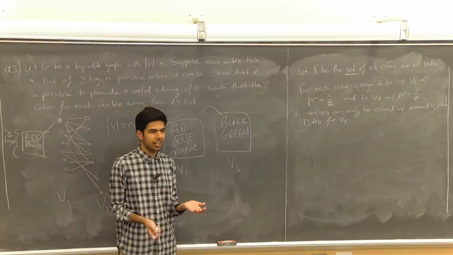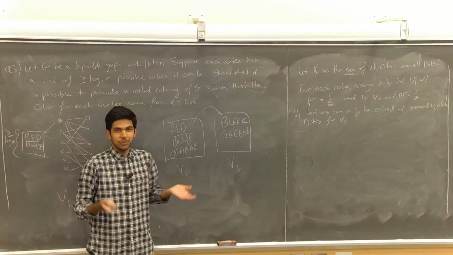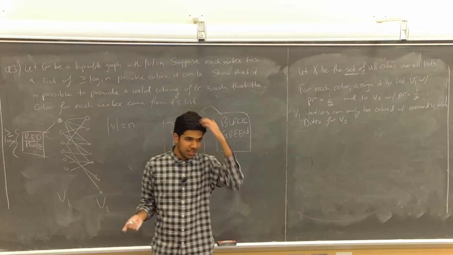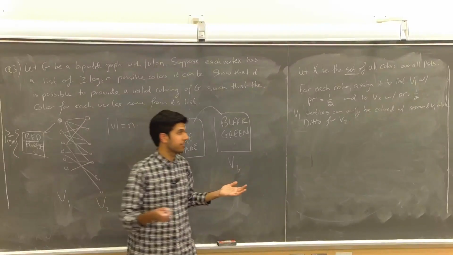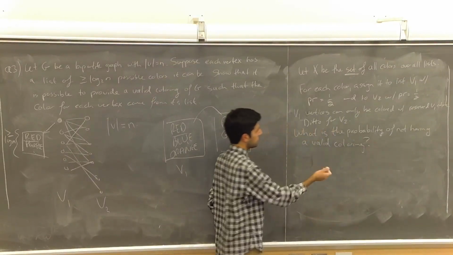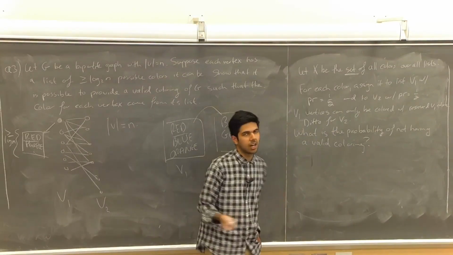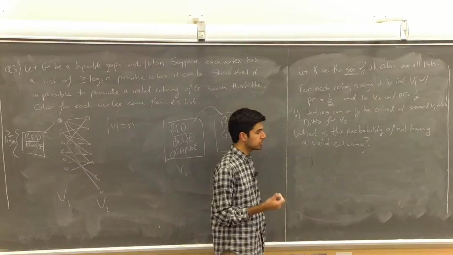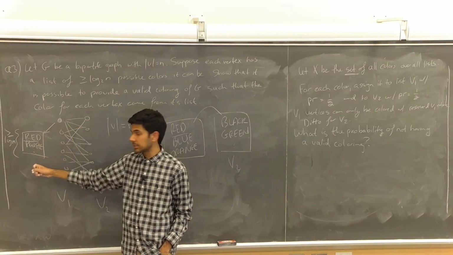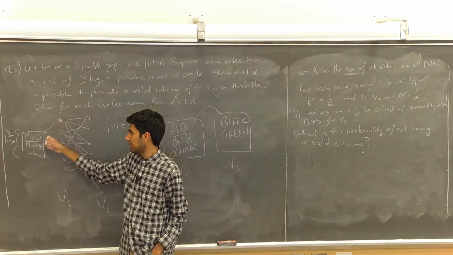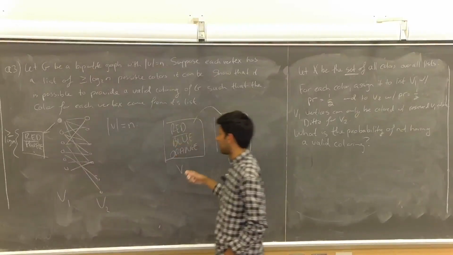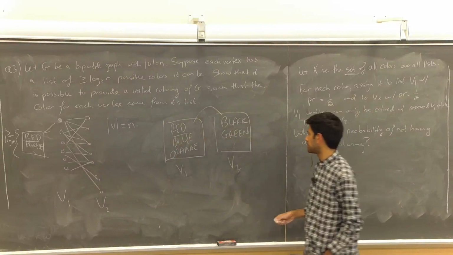So now we basically want to analyze, did we do a good job? Does that give us a coloring all the time? And if not, what's the probability of failure? So what is the probability we fail? What is the probability of not having a valid coloring? This would only occur if, say we look at a vertex in V1, none of the colors on its personal list appear in the reserved set for V1.